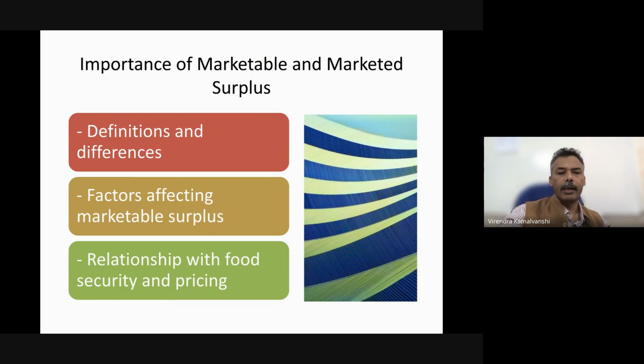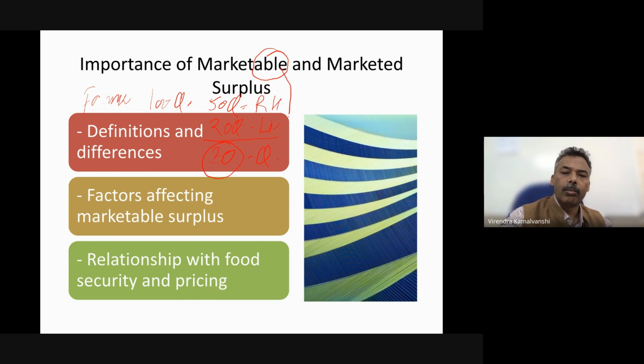Regarding the marketable surplus and marketed surplus. These are the two terms we often come across. Marketable, as the name suggests, able is there. So after meeting the requirement, suppose there is a farmer having 100 quintals of wheat. Let us say 50 quintals is the requirement for home. Then the rest, 20 quintals, is required for livestock. Then 30 quintals is remaining. Okay. So after meeting his requirement, 30 quintals is left out.